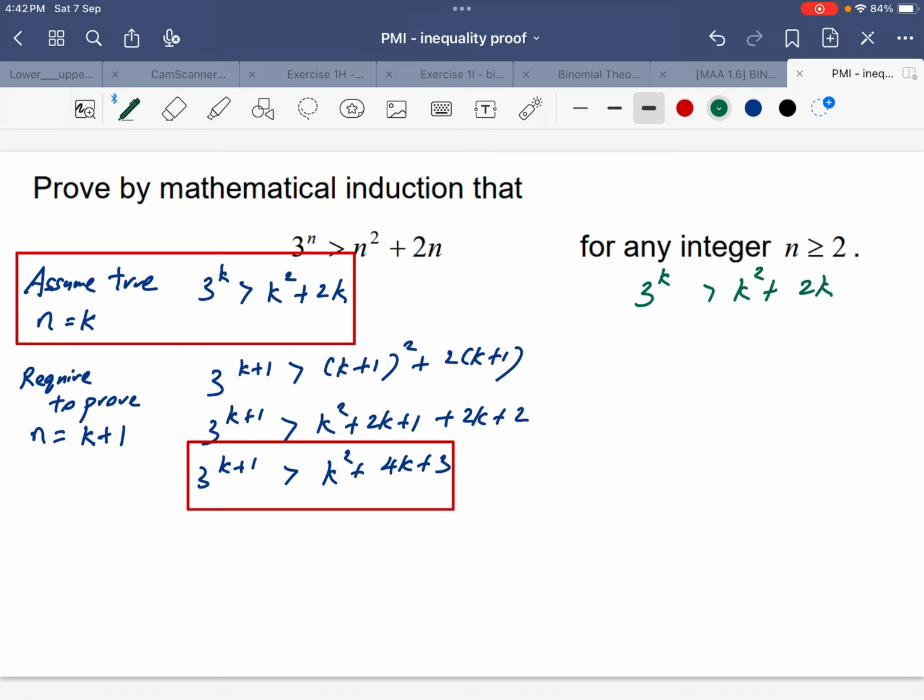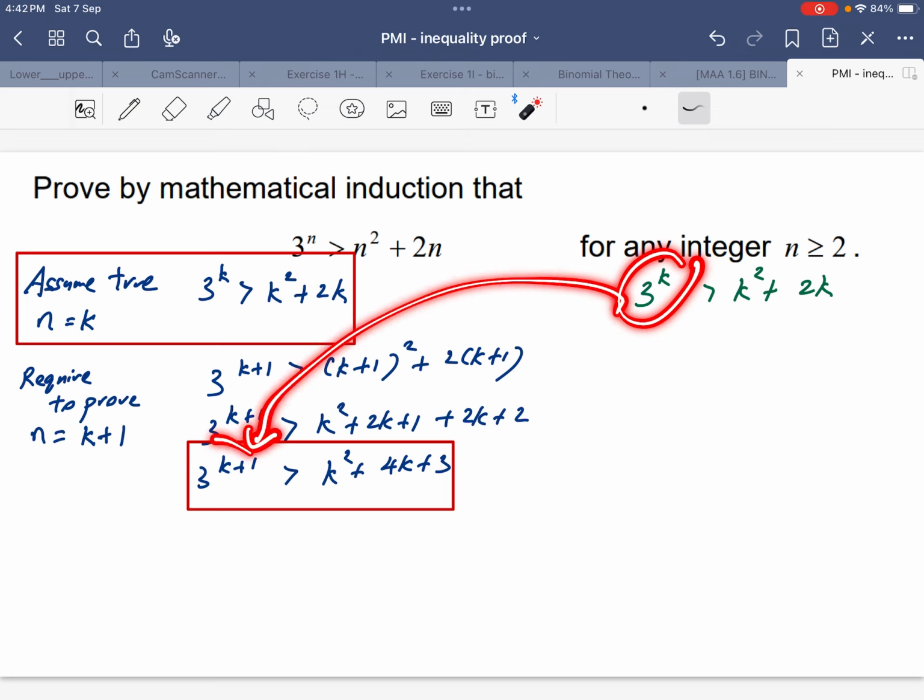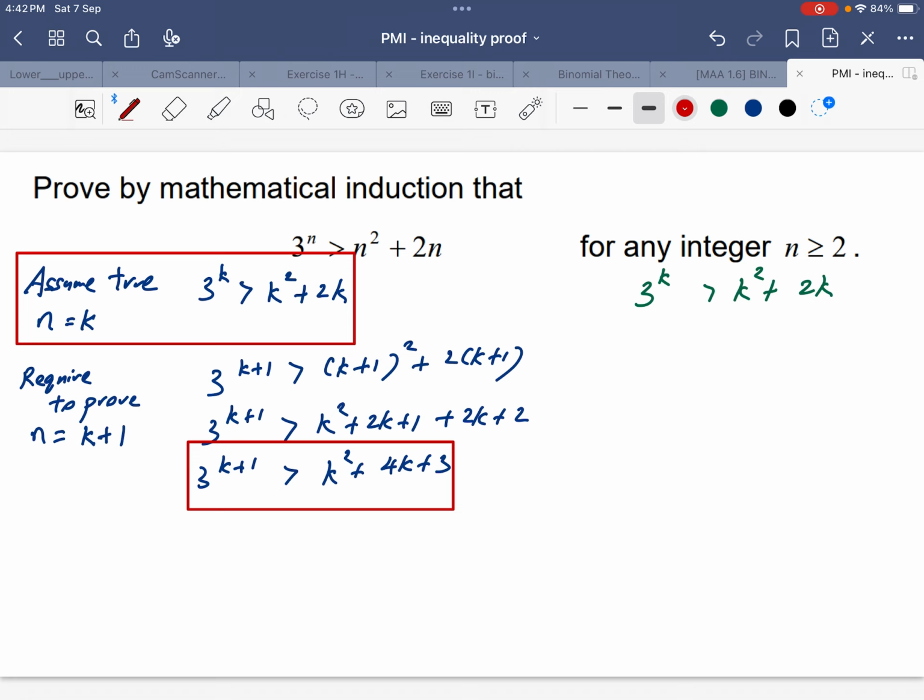Okay, we start with something that is true. How do we turn this to this? 3 to the power of k to 3 to the power of k plus 1. How do we turn it to be the same? We multiply by 3, right? You remember the index law, right? So when we multiply by 3, do I change the sign? Do I flip the sign? No, because you multiply something that is positive, you won't change any of the sign.